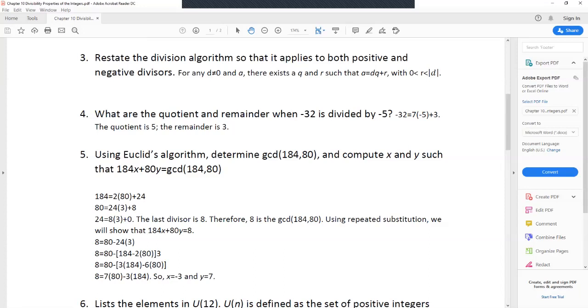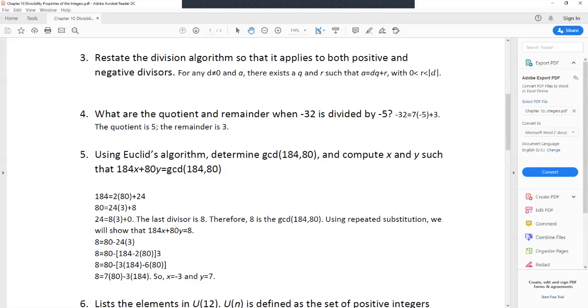If we want to rewrite the division algorithm so that it applies to both positive and negative divisors, we will simply encase the D in the absolute value bars. So if D happens to be negative 3, then the absolute value would be positive 3. And we could use the positive 3 in the equation. So let's look at number 4.